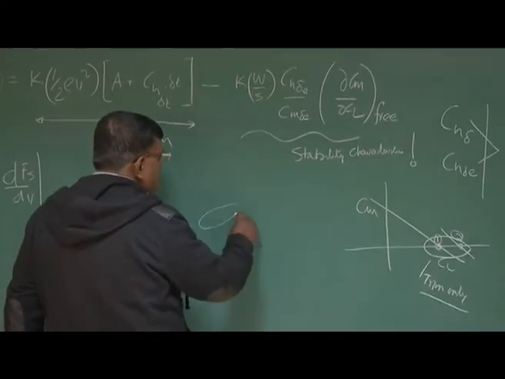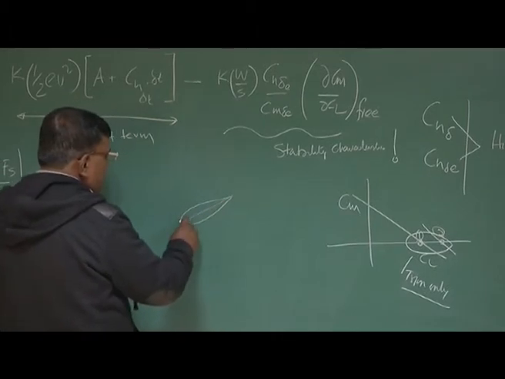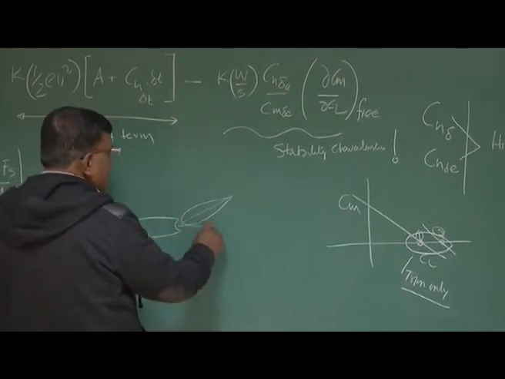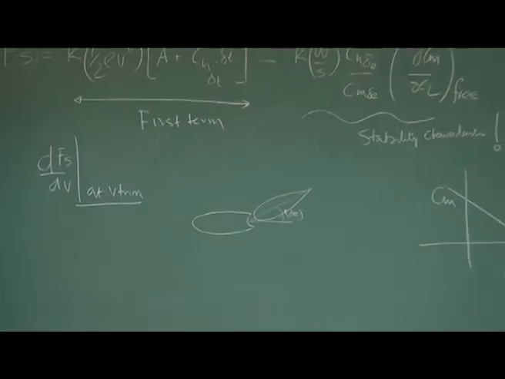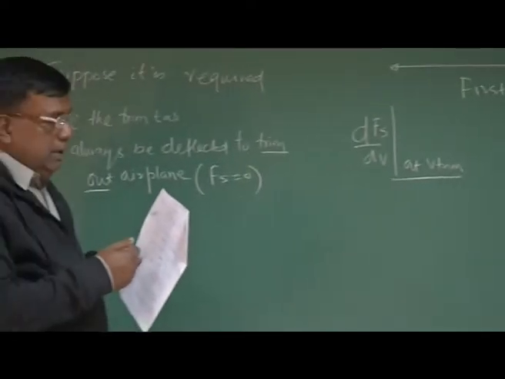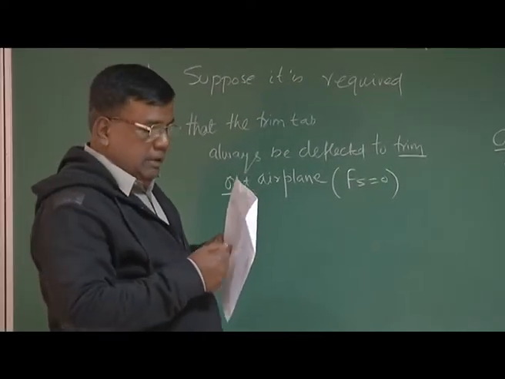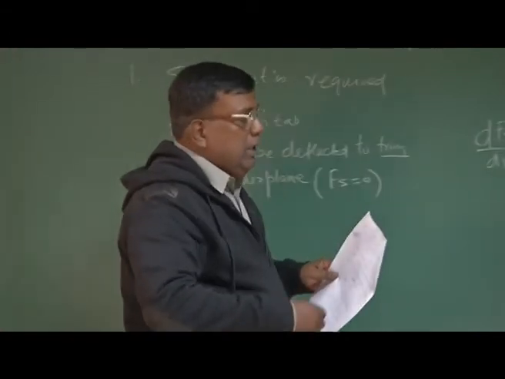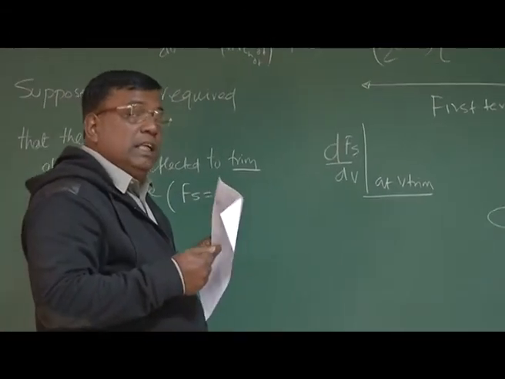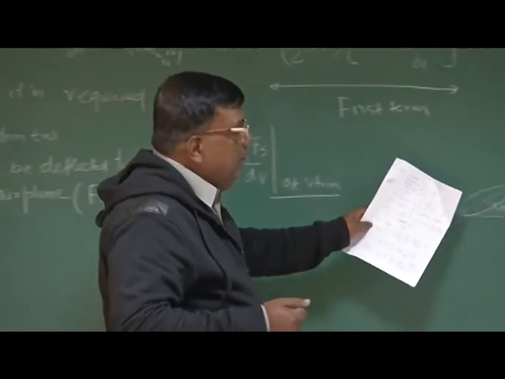Suppose the elevator has to be kept at this angle for trimming at a particular CL, and you are doing it by pulling the stick. We are trimming at a lower speed, so the elevator has to go up. But as long as you hold the stick, this gentleman will be like this.